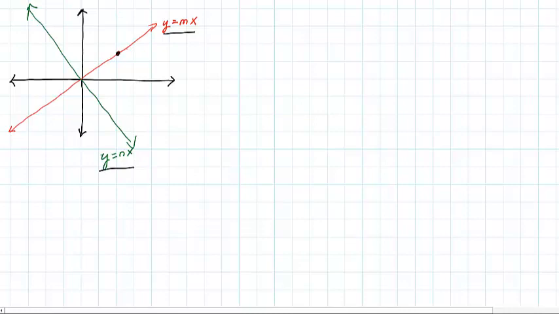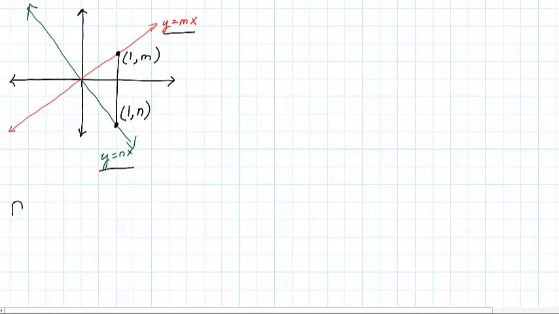The first, the point on y equals mx, is the point 1 comma m. And similarly, on the line y equals nx, I'm going to pick the point 1 comma n. All right, and now I'm going to find the distance between these 2 points.